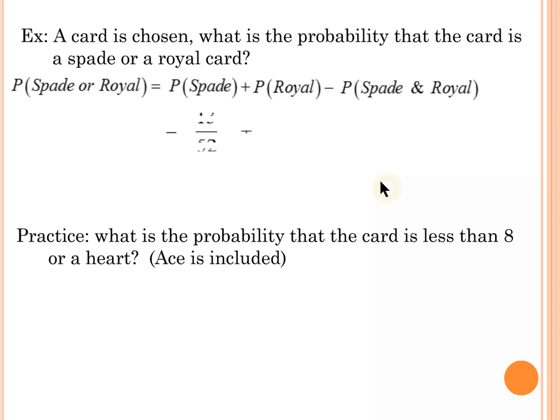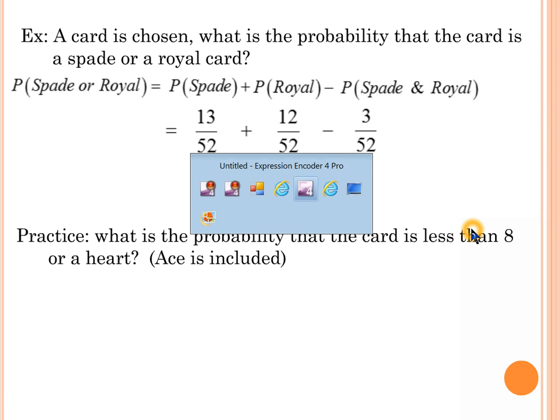Okay, so the probability of being a spade is 13 out of 52. The probability of being a royal card is 12 out of 52. And the probability of being spade and royal is simply going to be 3 out of 52. All right, so let's talk about how we got these numbers.